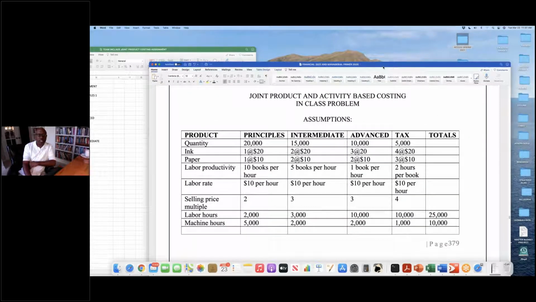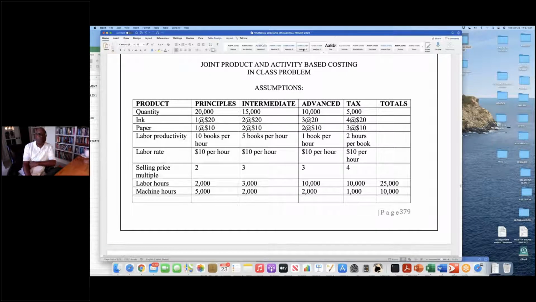So this is our problem that we have now, where we have 4 books that we're making: Principles, Intermediate, Advanced, and Tax. These are the quantities that we're making. This is the cost of ink, this is the cost of paper, labor productivity, labor rate, selling price, labor hours. You don't have to worry about the machine hours in the example. So you just have to worry about the labor hour.